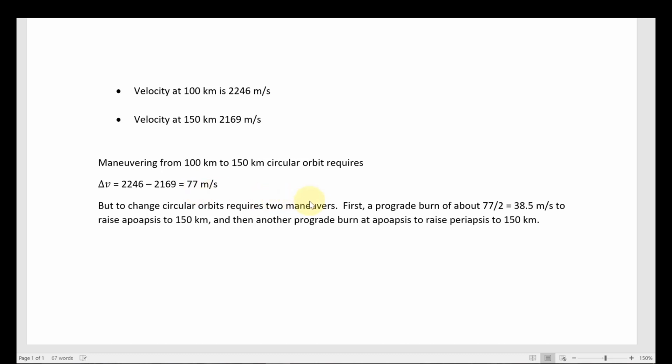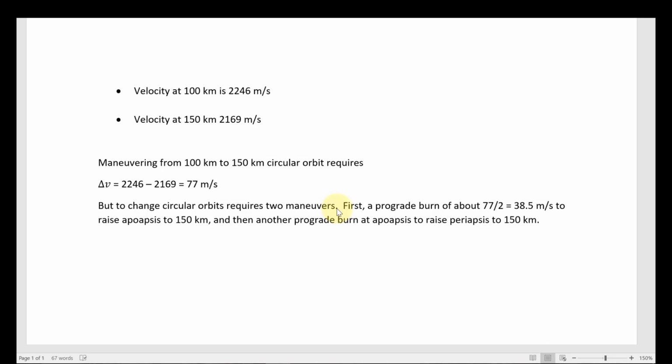So at any point in that circular orbit at 100 kilometers, we'll do a prograde burn, that means in the direction we're going, the direction of our velocity, of about half of the required total delta V, about 38.5 meters per second. That will raise the apoapsis. So we're going fast, and that extra kinetic energy will move us away from the planet Kerbin, but we'll still be under the gravitational influence of the planet, which will slow us down and turn us back, and it'll create an elliptical orbit.